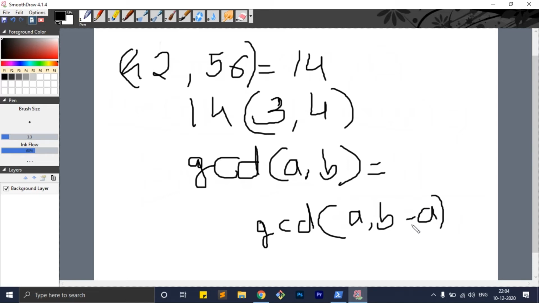We just subtract a smaller number from the larger number. So we again call the GCD function. Just assume GCD is a function and we give two integers a and b to calculate the GCD of it. This function will again call GCD like this, with a and b minus a, and we keep on doing that until we reach the condition where a and b are equal. When a and b are equal, then we have found our GCD.